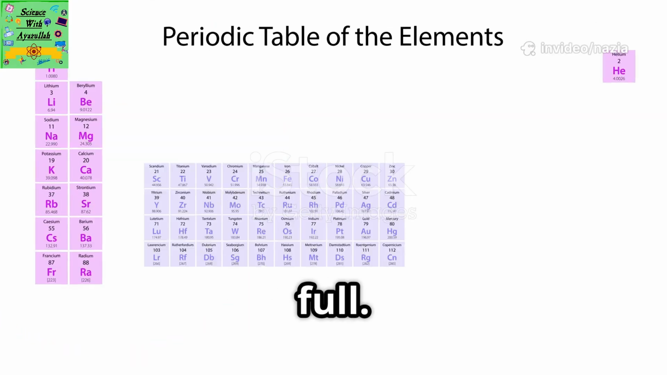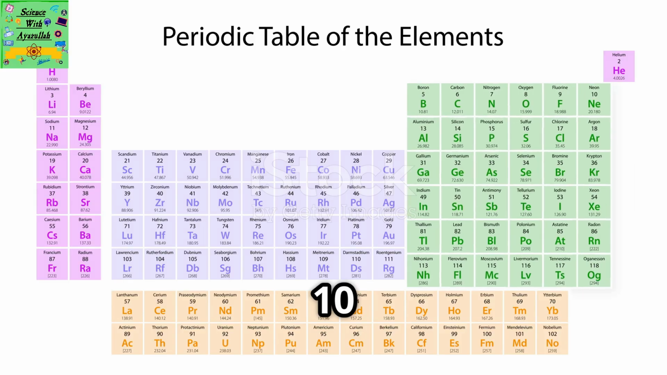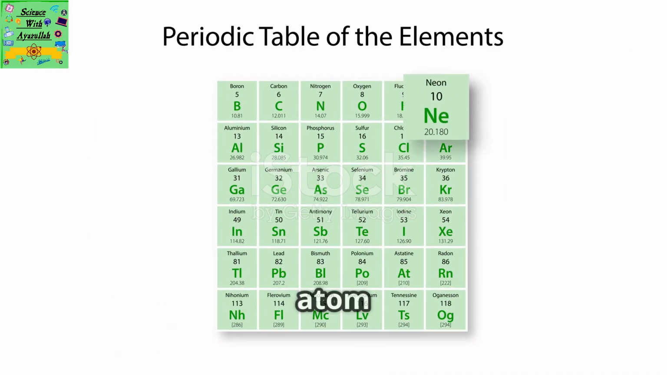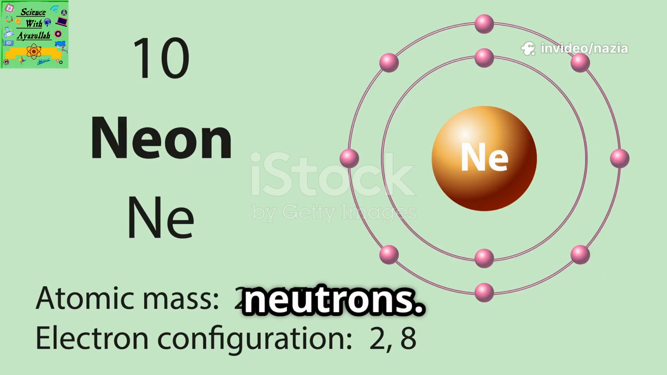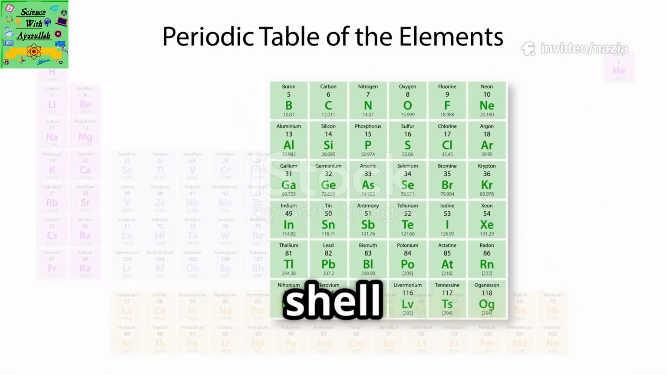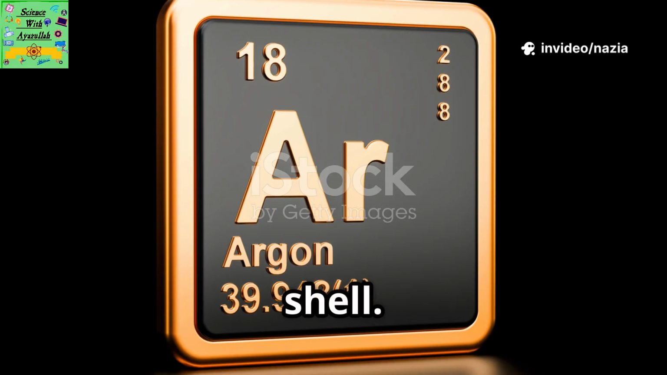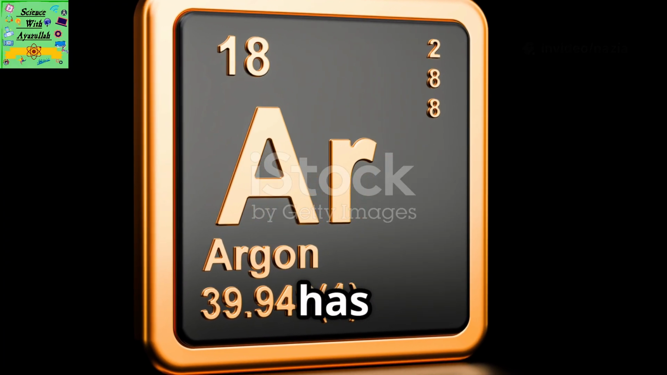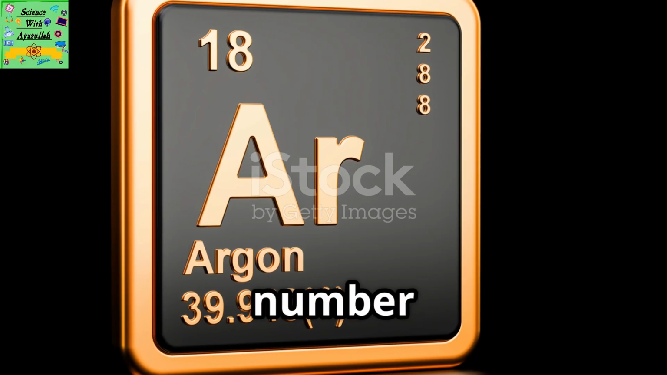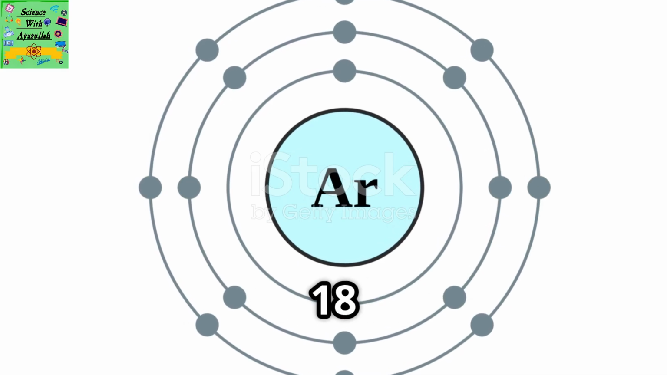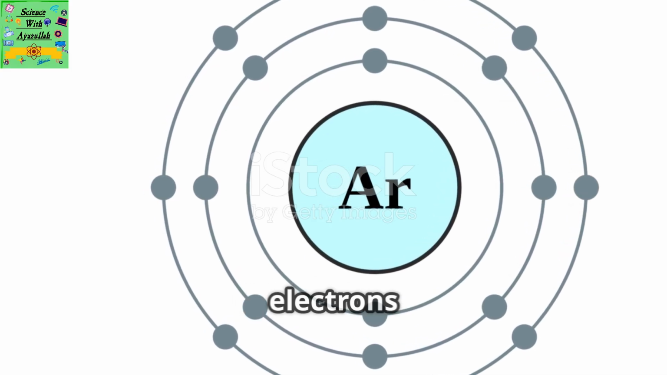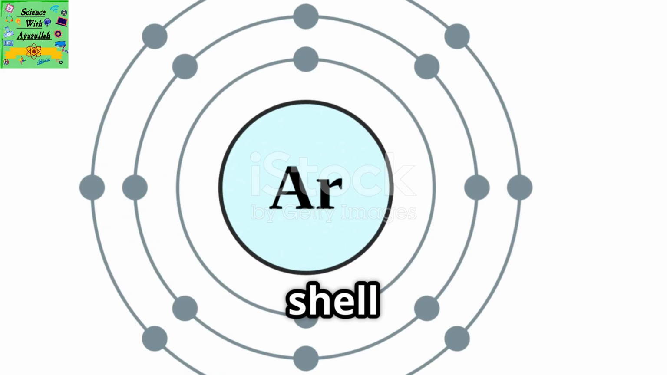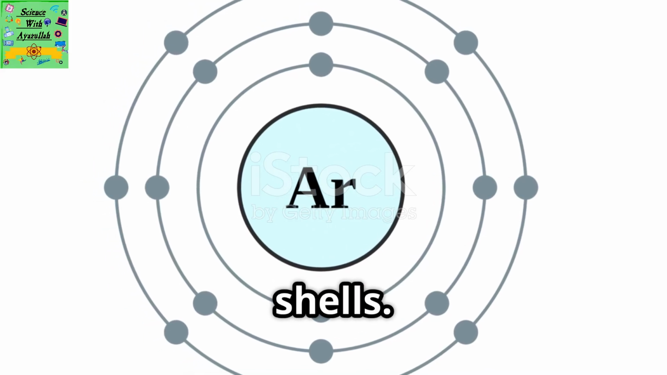The shell is full. Neon has an atomic number of 10 and a mass number of 20. This atom contains 10 protons, 10 electrons, and 10 neutrons. The electrons are arranged with 2 in the first shell and 8 in the second shell. Both shells are full. Argon has an atomic number of 18 and a mass number of 40. This atom contains 18 protons, 18 electrons, and 22 neutrons. The electrons are arranged with 2 in the first shell and 8 in the second and third shells. All 3 shells are full.